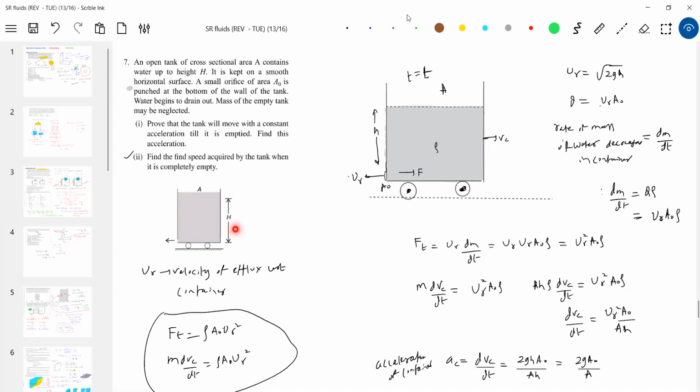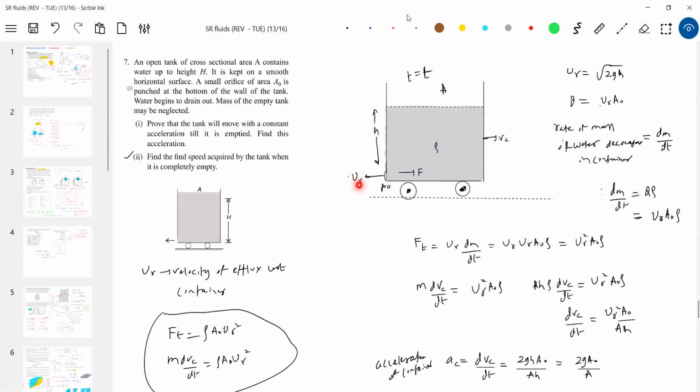But the thrust force is acting, and the thrust force depends on what? The velocity of efflux. The velocity of efflux varies, so the thrust force varies. Then the acceleration should vary, but it says constant. How it is possible is what we have to search for here. Now, if the container moves, then what is it? Shall we call it u_R?